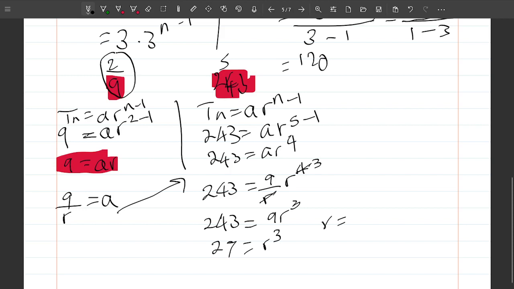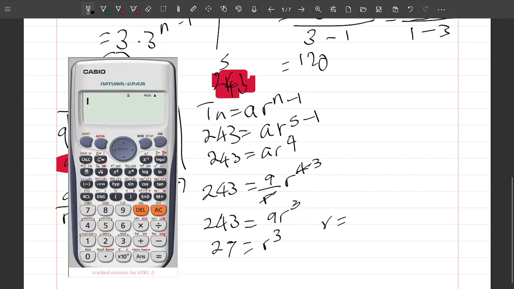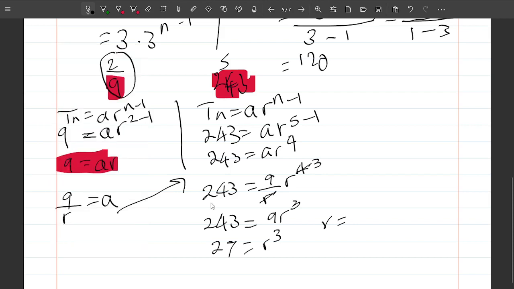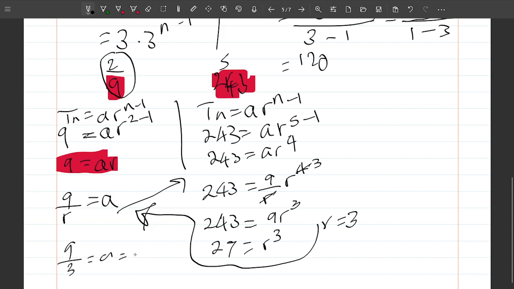For the sake of those who don't know how I did that with the calculator, there is the calculator, and I'm essentially just doing the cube root. Because of the 3, I'm going to do a cube root. So I'm going to do that, get the 3, and then pull out the 27, and then I should get 3. So I get 3 for r, so r is equal to 3. Then to get back my a, I'll take this and put it back into that equation. Then this just becomes 9 over 3 is equal to a, of which 9 over 3, a becomes just 3.